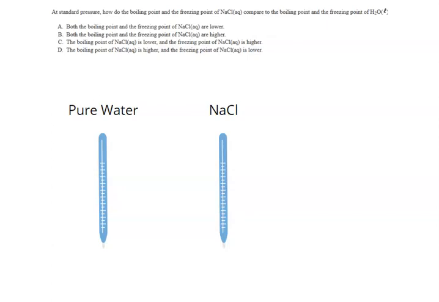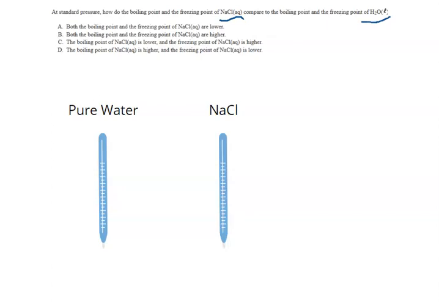We are going to do a quick review of colligative properties. These are typical New York State chemistry regents questions, and let's start with the first one. We have standard pressure. We're looking at boiling point and freezing points, how they change when you are dealing with a solution of sodium chloride versus just good old water.